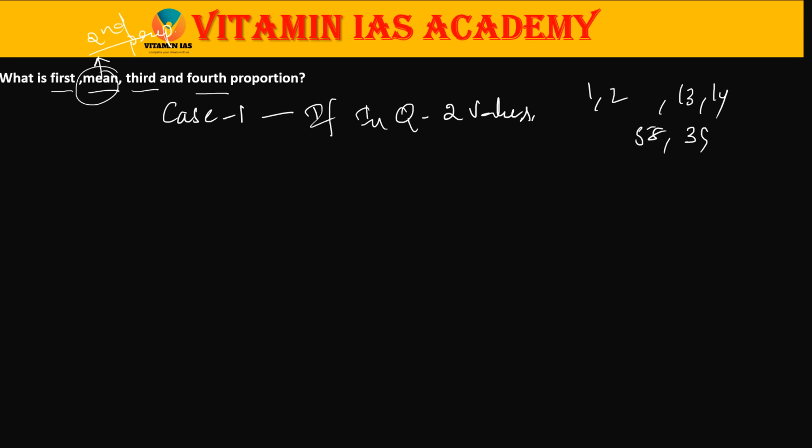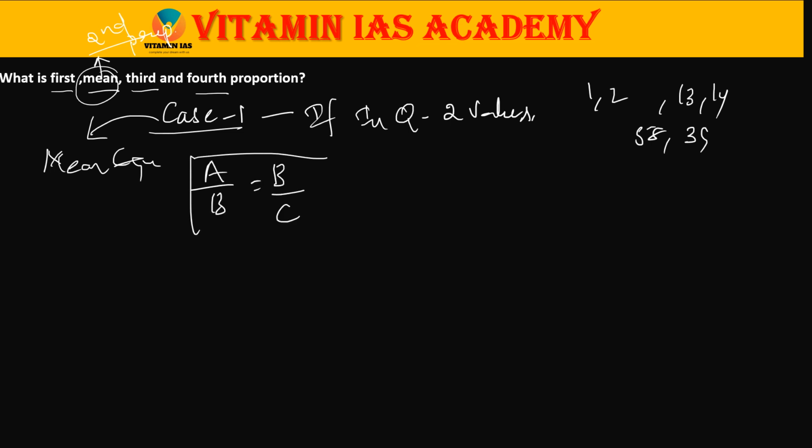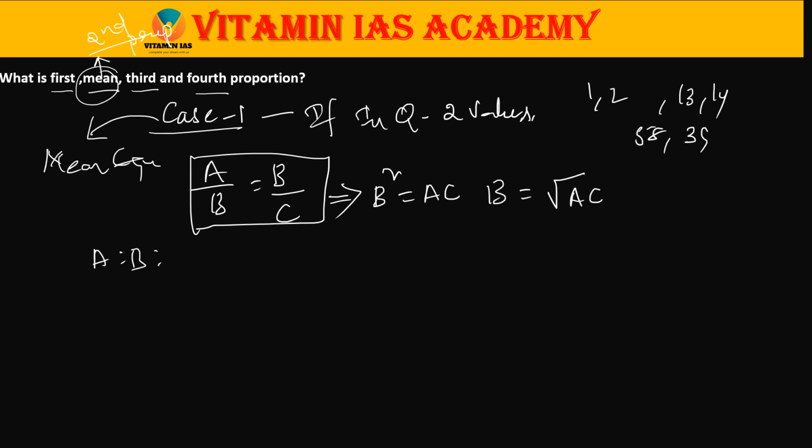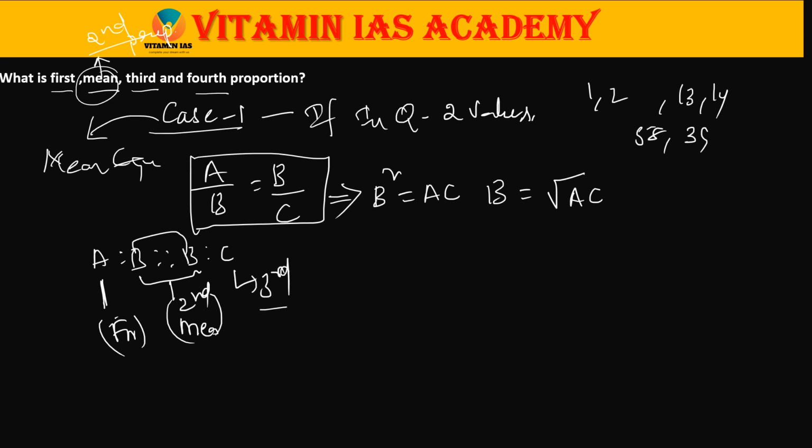For case number 1 we have to use the mean equation. What is that? a by b is equal to b by c. This is called the mean equation. From this equation, do the cross multiplication. Then what will you get? b square is equal to ac, and b is equal to root ac. Here a is to b proportional to b is to c. Here a is the first proportion, b is the second proportion or mean proportion, and c is the third proportion.